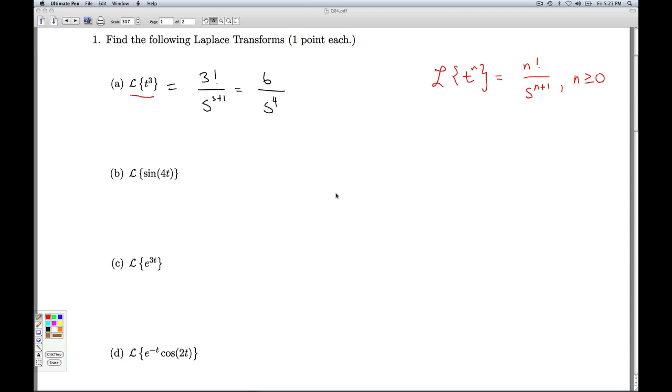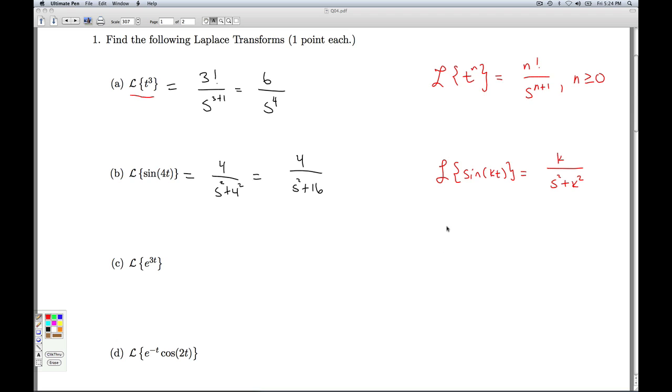In part B, we're looking for the formula: the Laplace transform of sine of kt is k over s squared plus k squared. Here k is equal to 4, so it's 4 over s squared plus 4 squared, which is 4 over s squared plus 16.